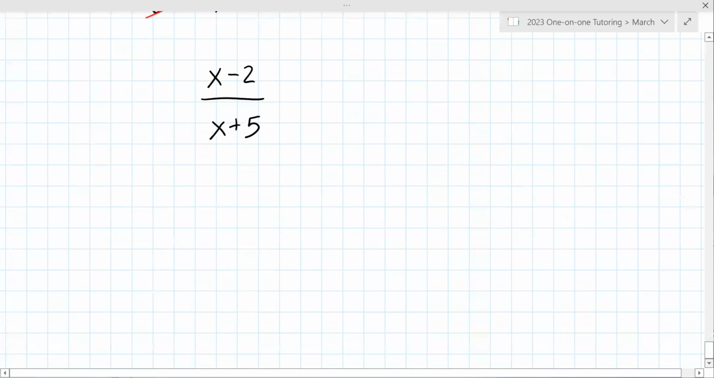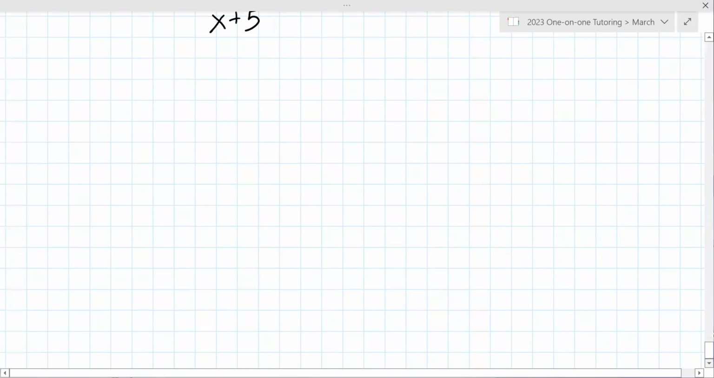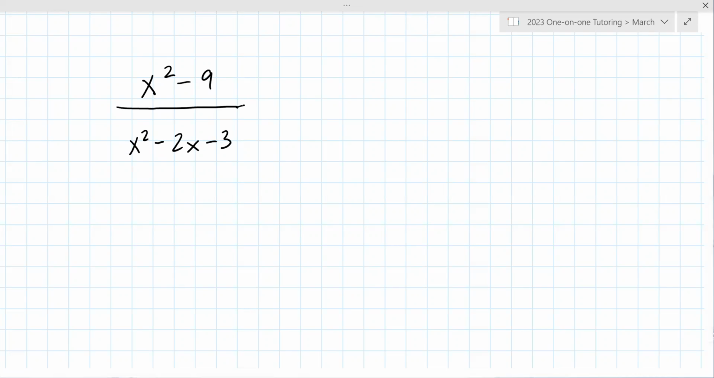All right, so let's try another one here. Let's maybe make this a little bit easier. Let's go x squared minus 9 over x squared minus 2x minus 3. How would I start this one?